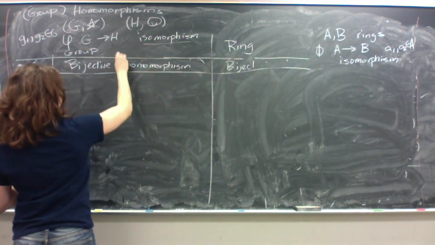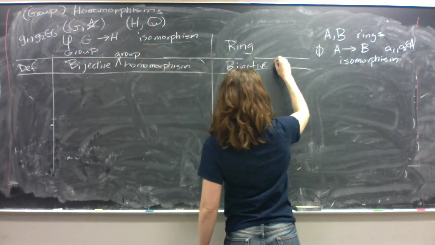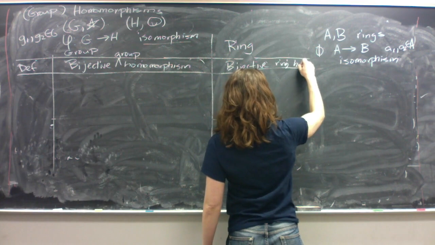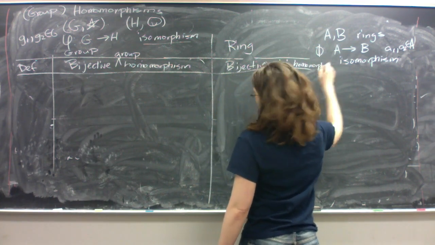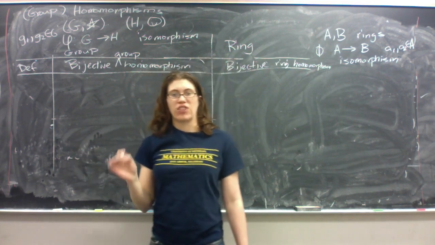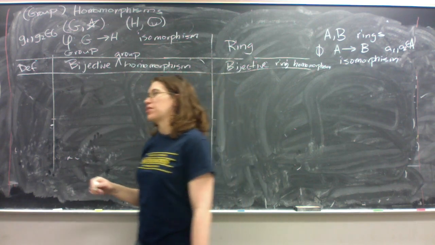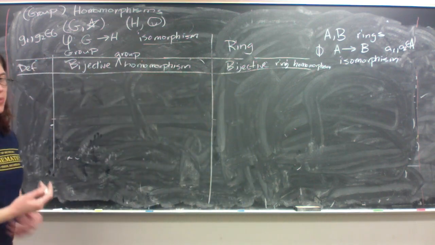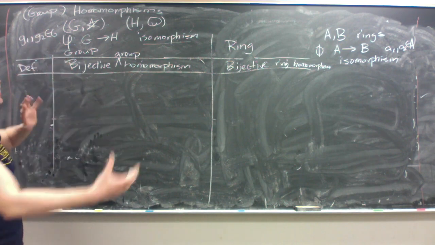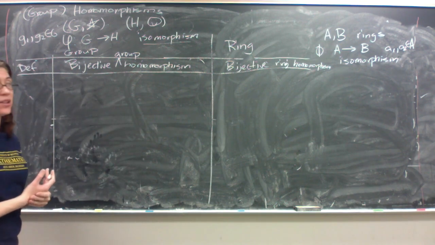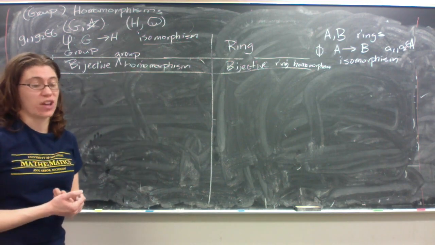Maybe I should say bijective group homomorphism here, and bijective ring homomorphism here. Too often we forget to check one or the other of these statements when trying to show that two groups are isomorphic, but both are required. And intuitively, an isomorphism is just a relabeling of the group elements, but the relabeling, because it's a homomorphism, has to preserve the algebraic structure.